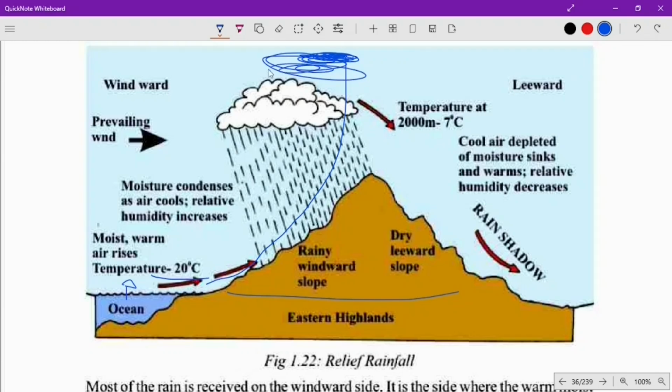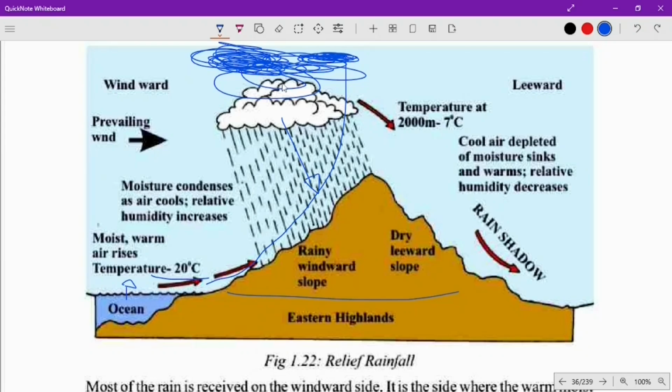When condensation takes place, it will reach the dew point temperature, and then when that happens, this moisture is going to reach a saturated condition. When saturation takes place, the air cannot hold any more water vapor, therefore it will come down as rainfall. So this is what happens. The air is forced to rise.